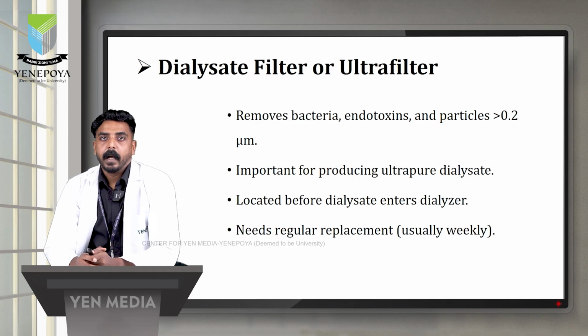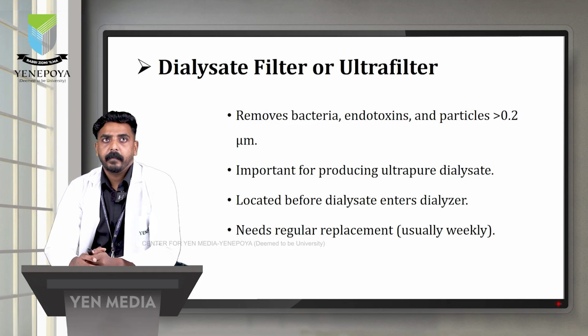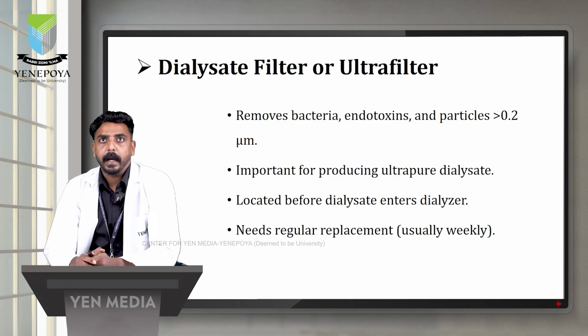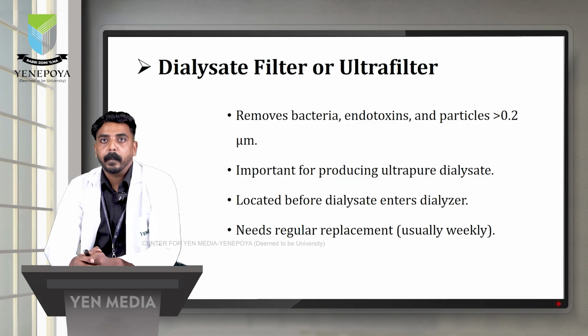Dialysate filter or ultrafilter. The dialysate filter removes bacteria, endotoxins and particles greater than 0.2 micrometers. It is very important for producing ultrapure dialysate. It is located before the dialysate enters the dialyzer, and the filter needs regular replacement, usually done weekly.